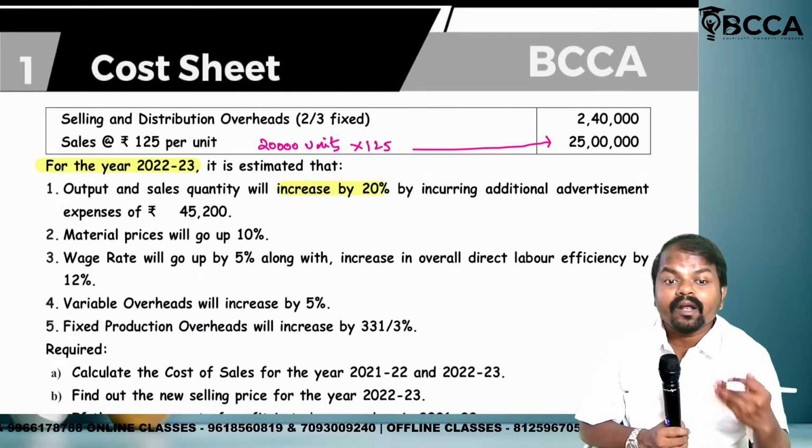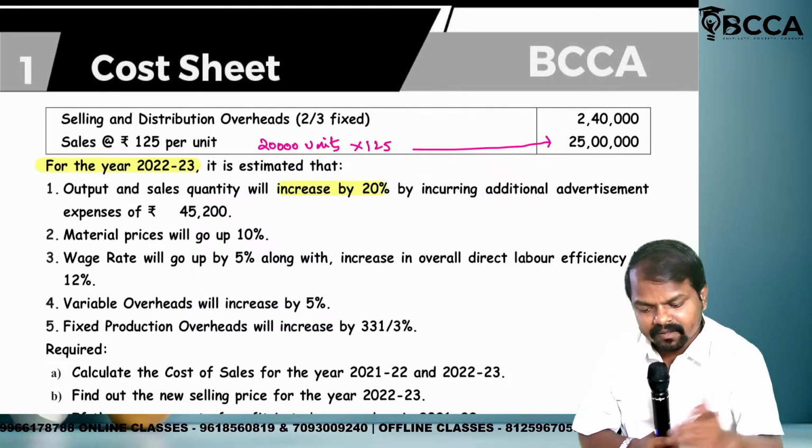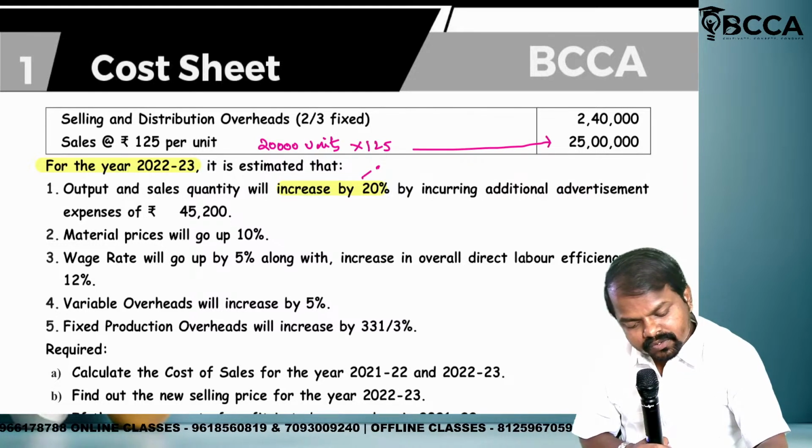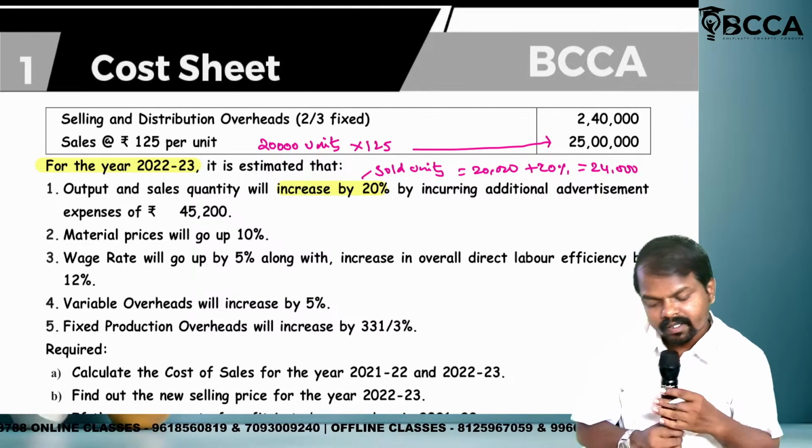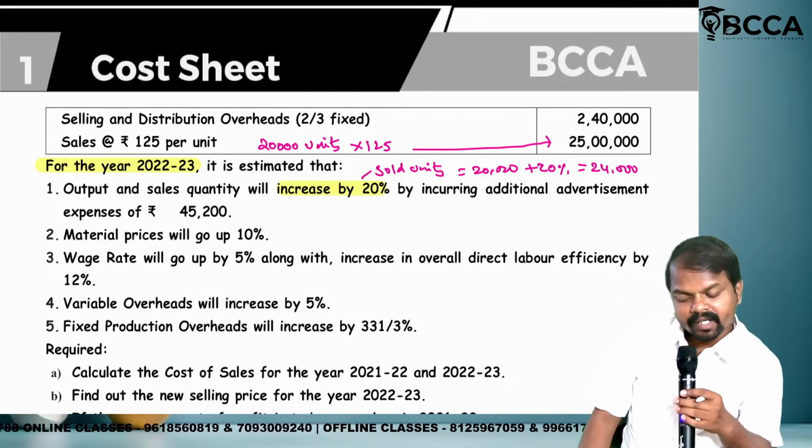24,000 units we are going to manufacture and sell. So sold units is equal to 20,000 units plus 20%. That is equal to 24,000. Correct? Next.